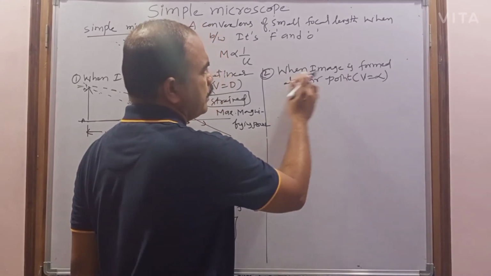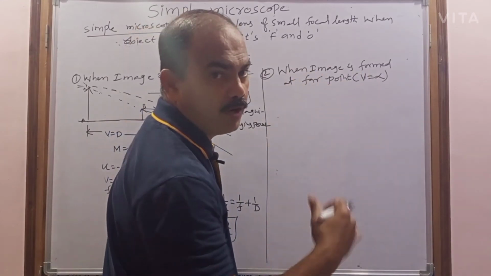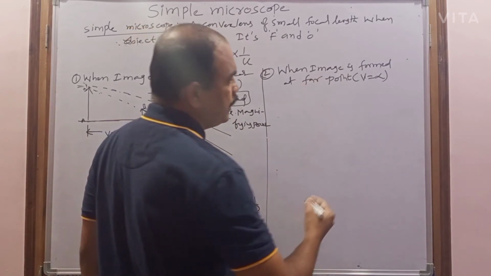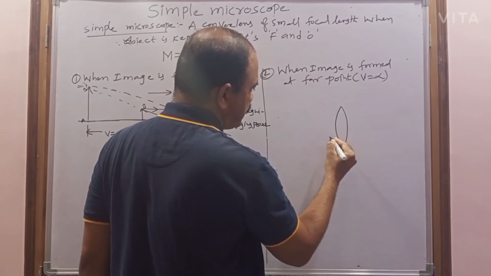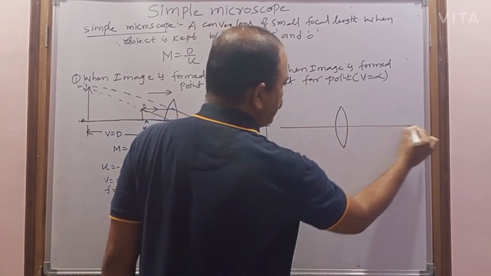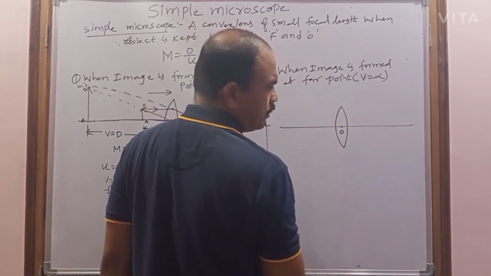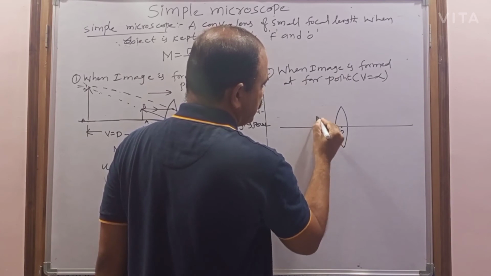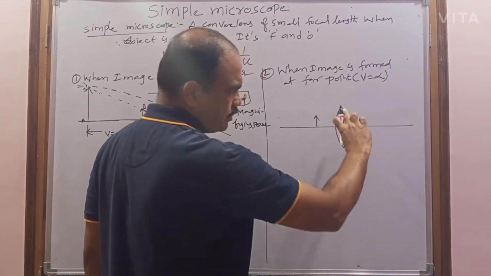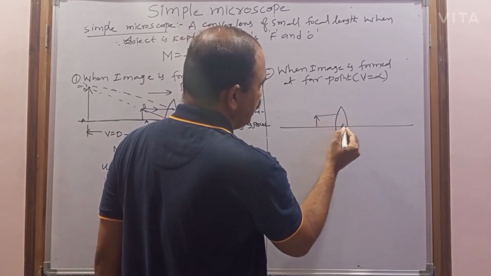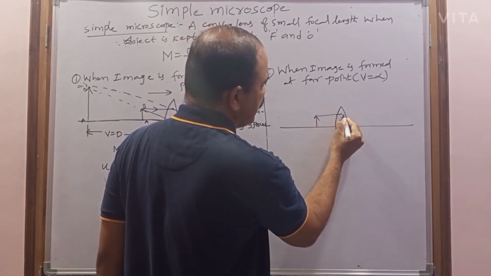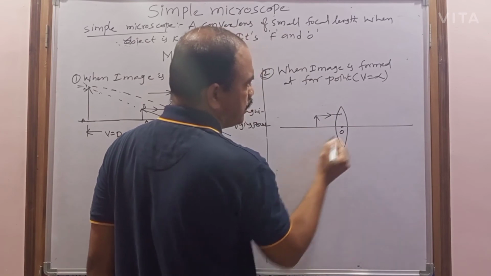Coming to the second case. What is the second case? When the image is formed at the far point. Far point is nothing but at infinity. You adjust a simple microscope. Consider this a convex lens of small focal length, and the optic center. Now by using this simple microscope, you adjust the object distance such that the image is formed at infinity.